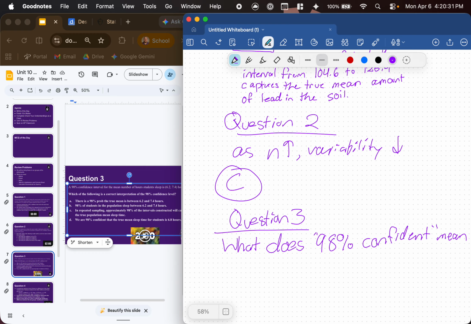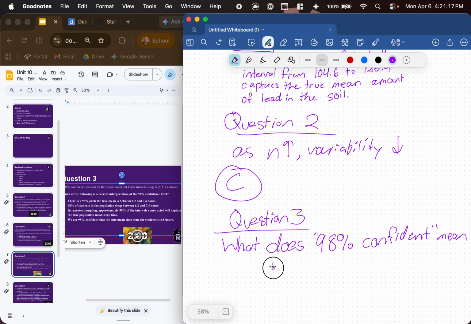And when we're thinking this, what we're talking about when we're 98% confident is that if we constructed a lot of different confidence intervals, 98% of them would capture. Here A says there's a 98% probability of the true mean being between that. Confidence levels do not tell us that. Because we're 98% confident, that doesn't mean 98% of students in the population sleep between this. Again, that's not what we're saying here. We're not saying that 98% of our population is within here. C, in repeated sampling, approximately 98% of the intervals constructed will capture the true population mean sleep time. Again, that's what we're thinking here.